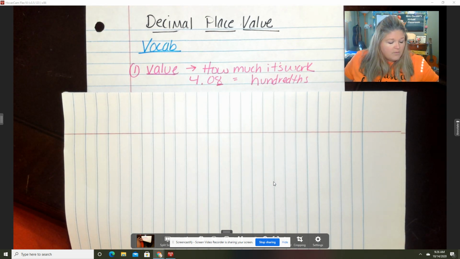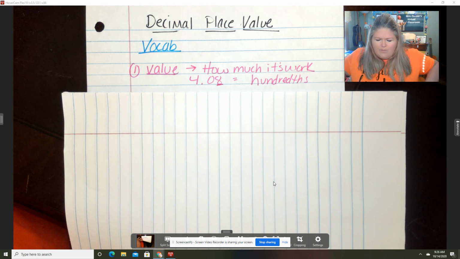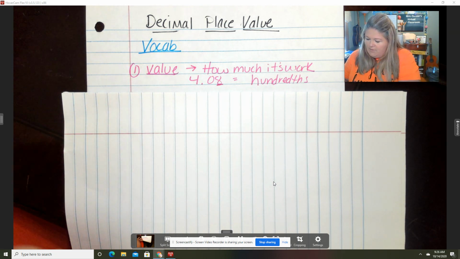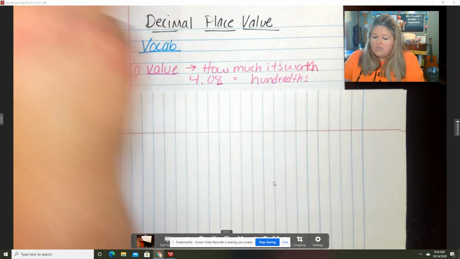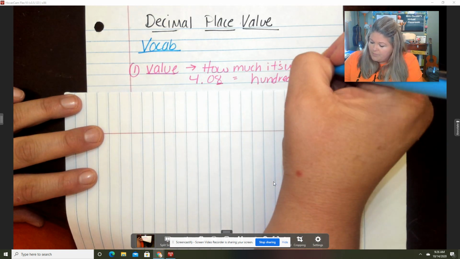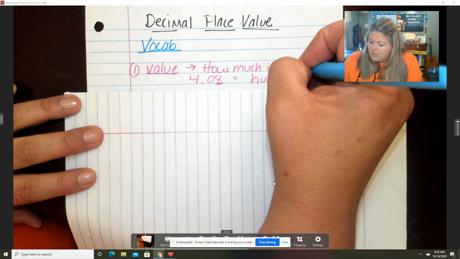Vocab. The value is how much it's worth. How much it's worth, not work. See, look, I needed to check that anyway. How much it's worth, okay? Not work. How much it's worth.